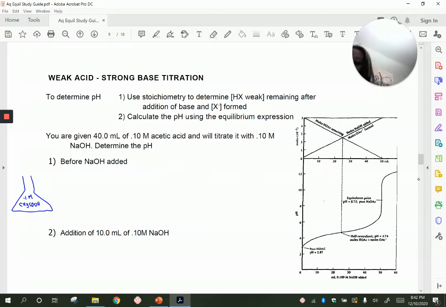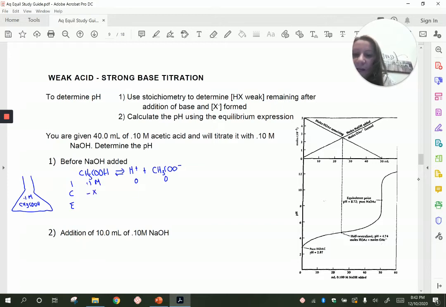So let's do that. We have CH3COOH. It only partially ionizes into H+ and the acetate ion because it's weak. We're going to do an ICE chart, and we're going to say initially it's 0.1 molar. We don't have any of these. Some of it is going to ionize, so it's going to get used up. Some of the H+ and acetates will form. So this is 0.1 minus X, X, and X.